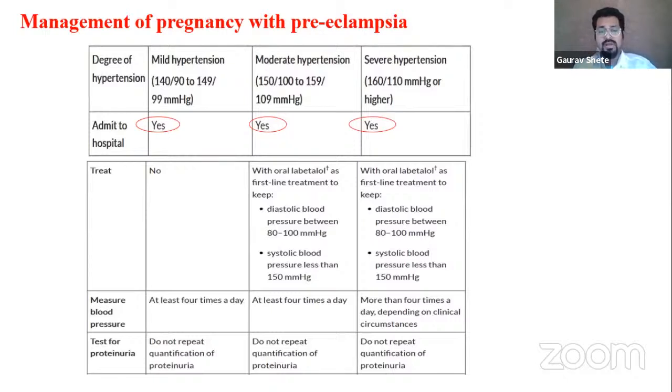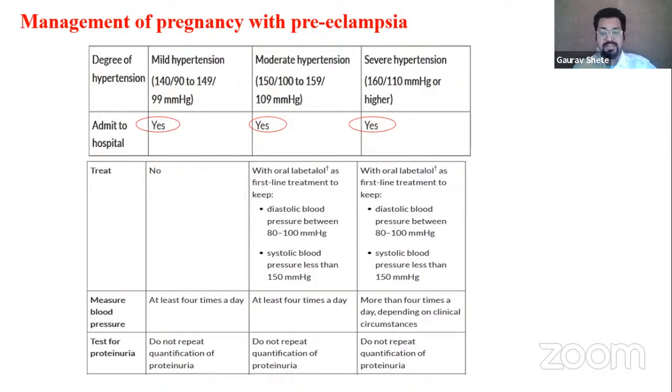BP has to be monitored at least 4 to 5 times a day. And proteinuria every morning, every 24 hours, you have to do a urine dipstick test, as well as 24 hours urine has to be monitored. Anytime you feel the output of the patient has started decreasing, or the dipstick score has increased from +1 to +2 or +3, you need to get Doppler studies done.